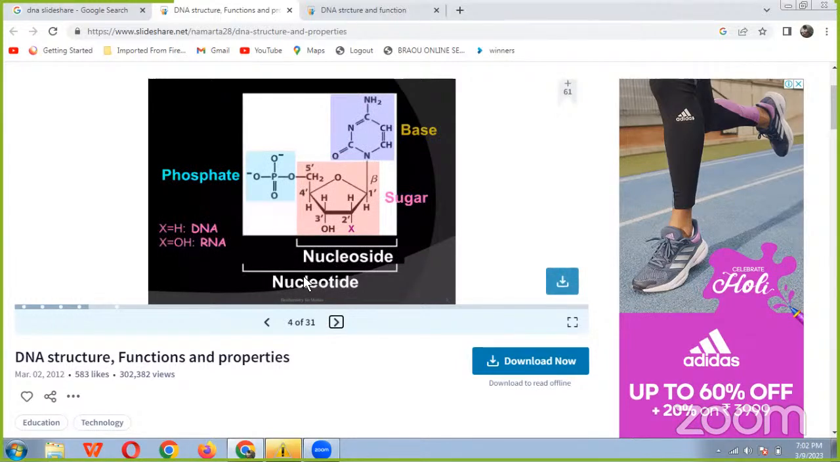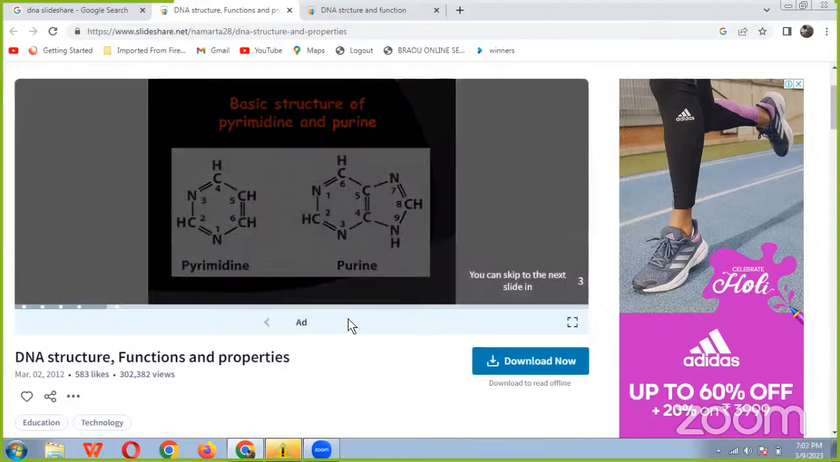What does nucleotide mean? Phosphate plus sugar plus base is called a nucleotide. Nucleoside means sugar plus base, which is called only a nucleoside. These are the structures of the DNA and RNA.